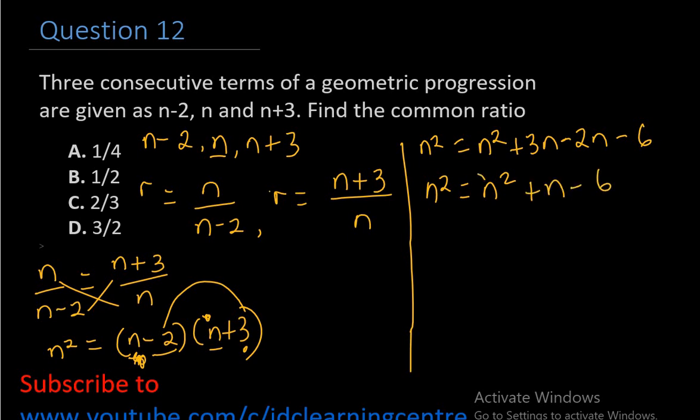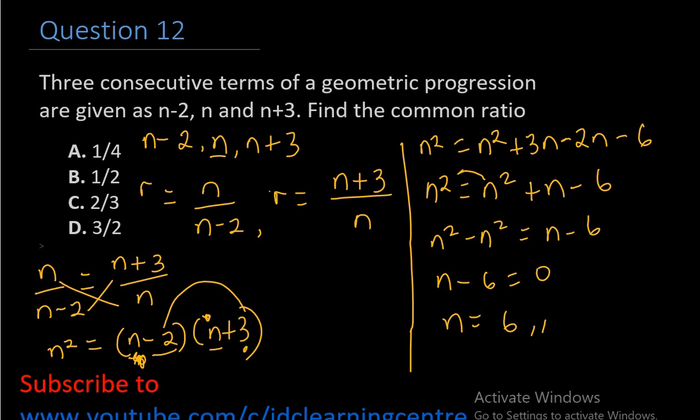Collect like terms, move this here. So you have n squared minus n squared equal to n minus 6. So n squared minus n squared is 0. To collect like terms, move minus 6 to the right hand side, n is 6.